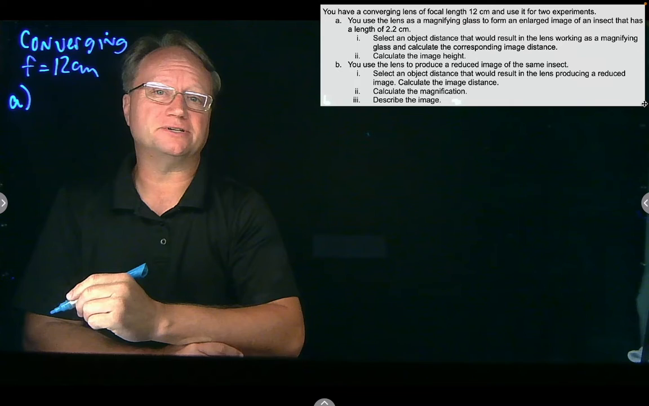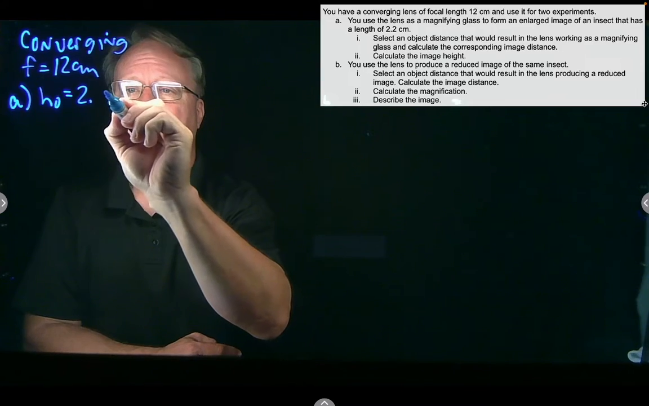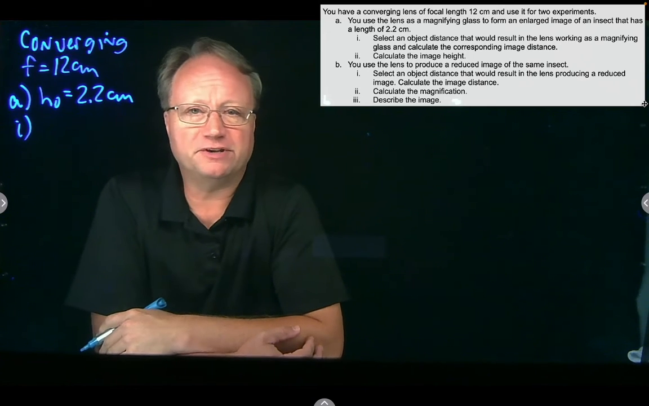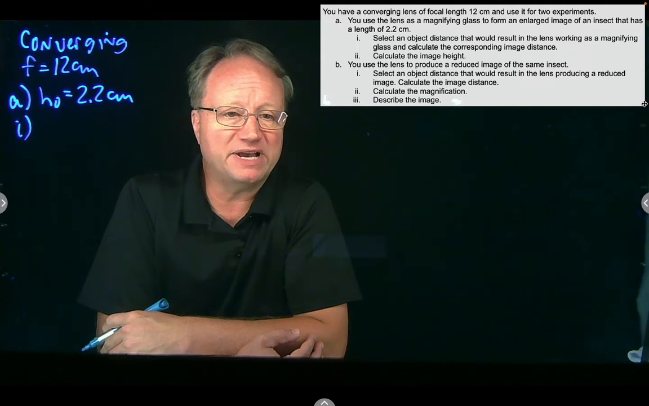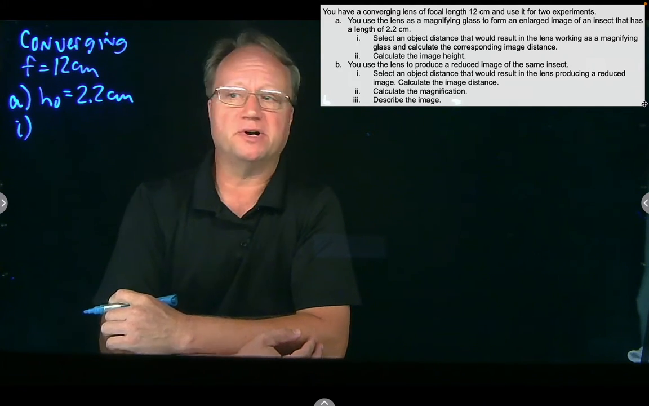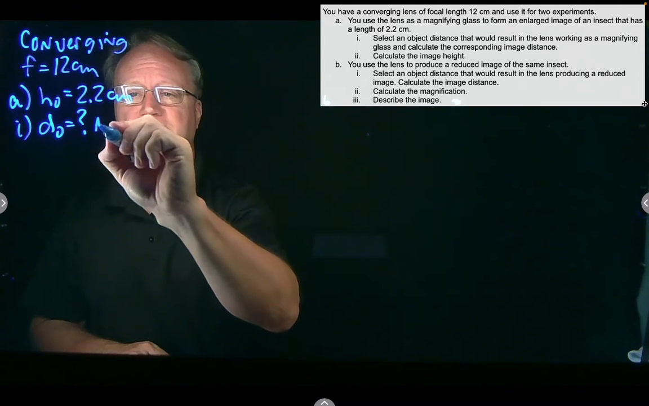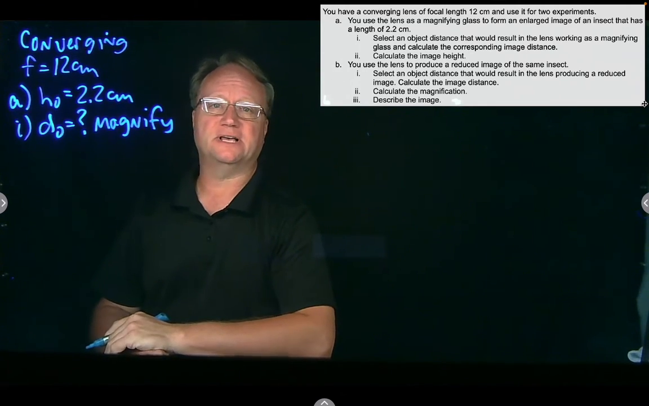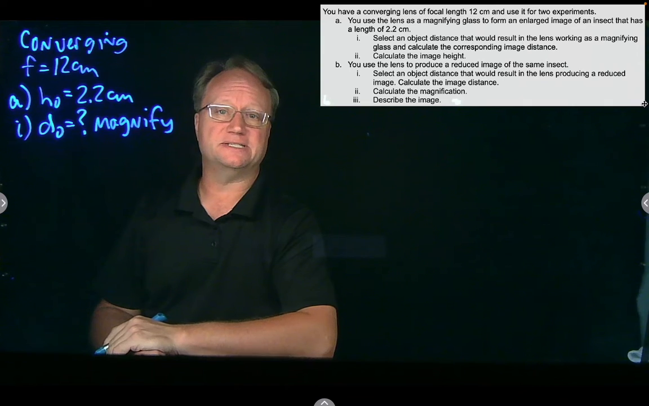Now, in part A, our insect has a length of 2.2 centimeters. In terms of our symbols in our equations, we would say that's the object, and that's the height of the object, h sub o, 2.2 centimeters. Now, the first thing we want to figure out is we want to select an object distance that would result in the lens working as a magnifying glass and calculate the corresponding image distance. So we want to know what d sub o we can use so that we use it as a magnifying glass. Well, a magnifying glass is going to produce an enlarged image that is upright. If it's upright, it's also virtual.